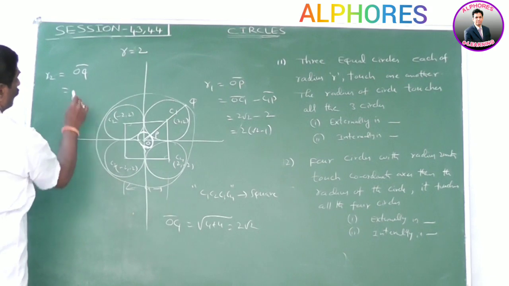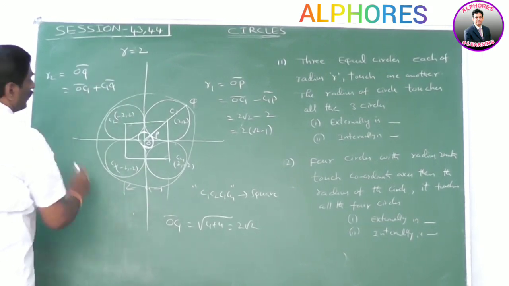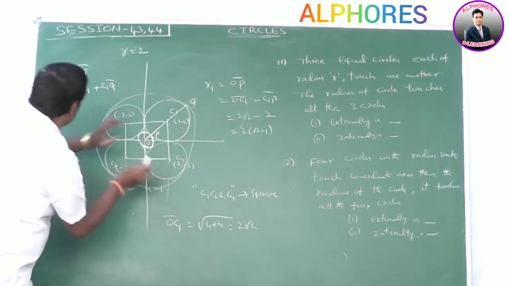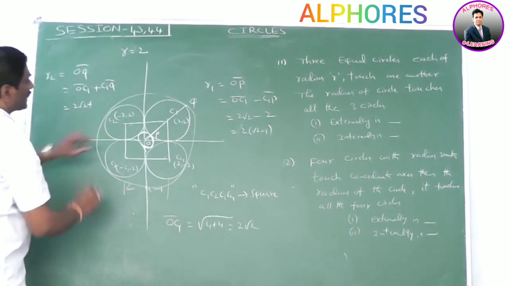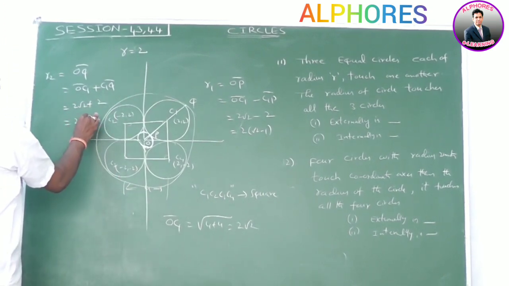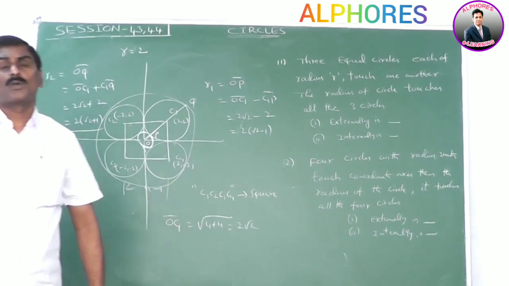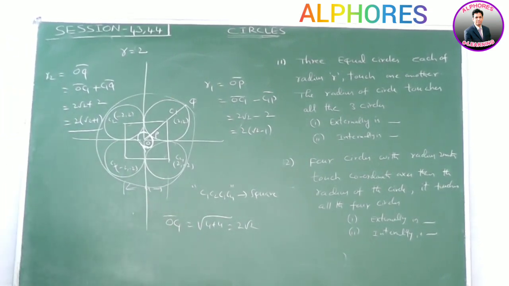OQ is nothing but OC1 plus C1Q. OC1 is 2 root 2, plus C1Q, which is nothing but the radius of the circle, that is 1. That is equal to 2 root 2 plus 1. It is the radius of the circle which touches all the four circles internally. Please note the diagram. Write that down.